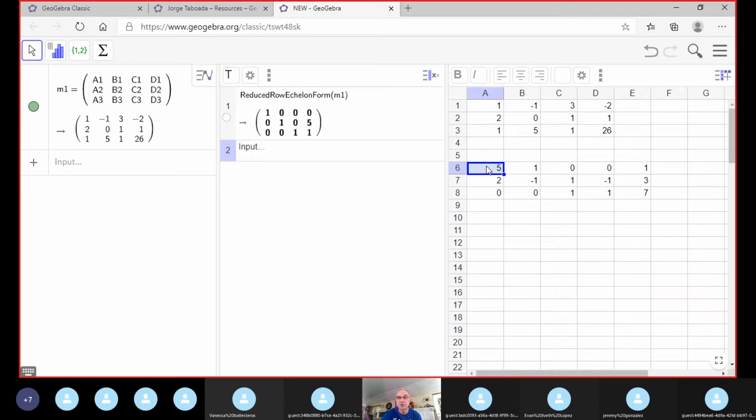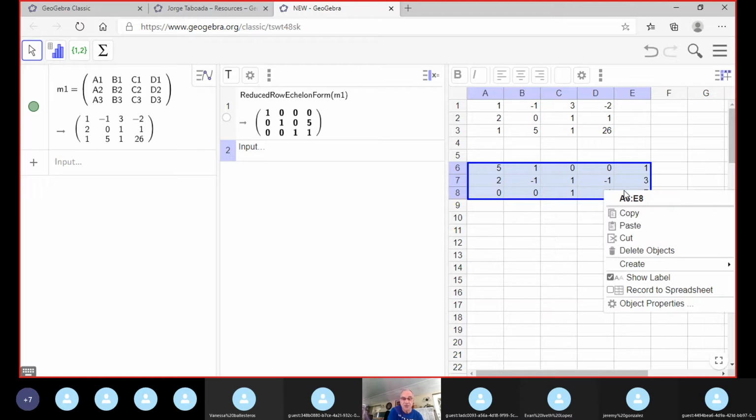Let me try to select. I can do, we use the mouse now. Oh no, but no. Something making a mistake in the last number. Okay, there you go. Right click. Select create. Select matrix.